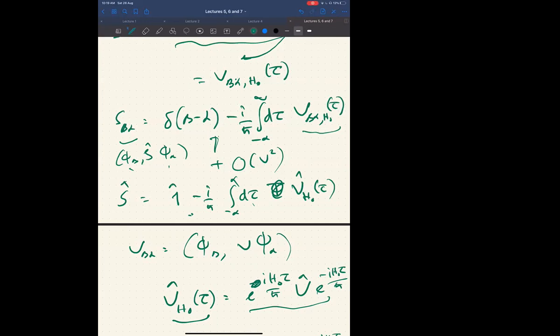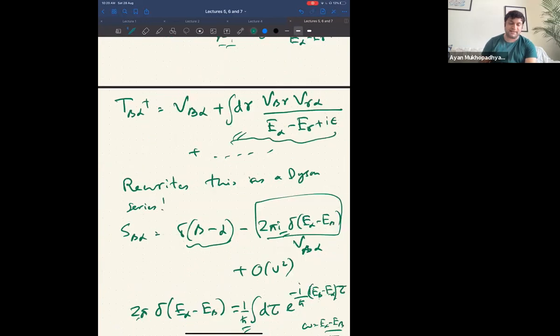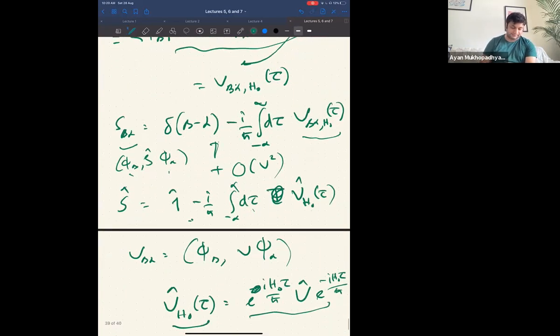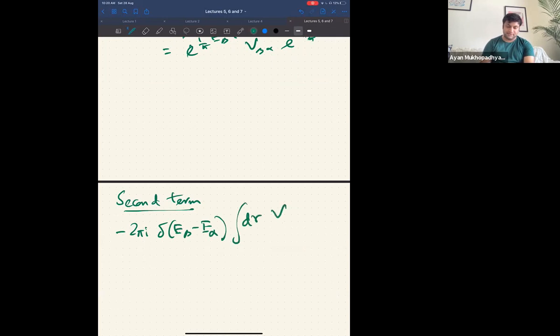Yes, sir. Okay. So now let us look at the second term. The second term, what it should be is simply this. Again, the second term is minus 2 pi I, because this object is always there. This multiplies the whole thing. And then you have d gamma, V beta gamma, V gamma alpha divided by E alpha minus E gamma plus I epsilon. Okay.